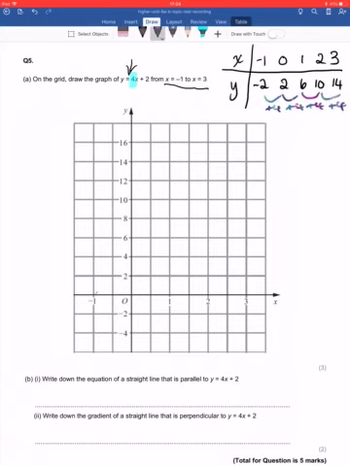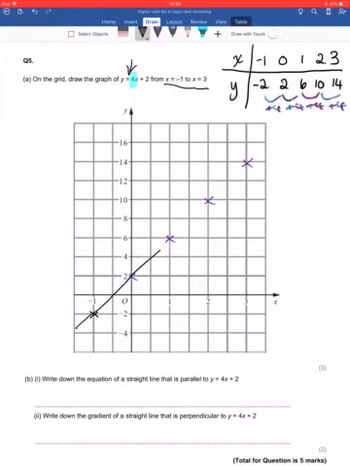So, minus 1 was 0, 0 was 2, 1 was 6, 2 was 10, and 3 was 14. And I can see straight away that I've made a mistake on plotting that. Okay, it's on my tablet. Minus 1 was minus 2. Okay, so that's what you should do.